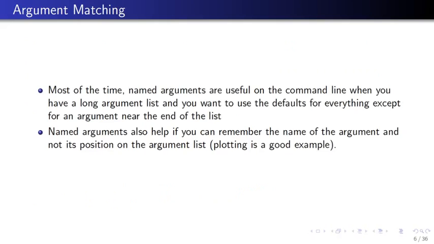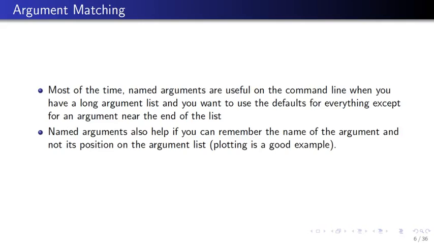So most of the time, named arguments are useful on the command line when you have a long argument list and you want to use the defaults for everything except one of the arguments, which may be in the middle or near the end of the list. You usually can't remember exactly which argument it is, whether it's the 4th or the 6th or the 10th argument on the list. So you just call it by name, and that way you don't have to remember the order of the arguments on the argument list.